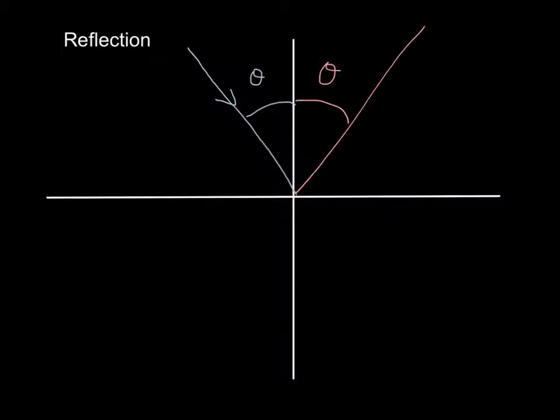So the angle of incidence, which is this angle here, and remember, when we talk about angles of incidence, it's never with the surface, but with this line that's perpendicular to the surface. So the normal, remember that normal means perpendicular to the surface. So the angle of incidence is equal to the angle of reflection.